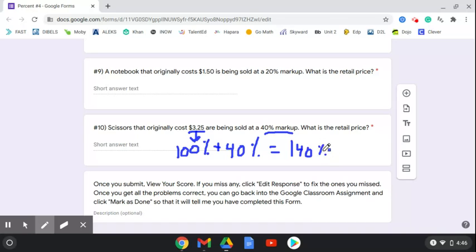So I'm paying 140% of the original cost. 140% as a decimal is 1.4. So I'm taking 1.4 times $3.25. And 1.4 times 325 would give me $4.55. So I'm paying $4.55 for the scissors. All right, you try the rest. Once you submit, view your score, and if you miss any, click Edit Your Response to fix the ones that you missed.